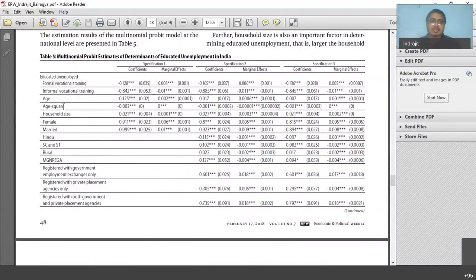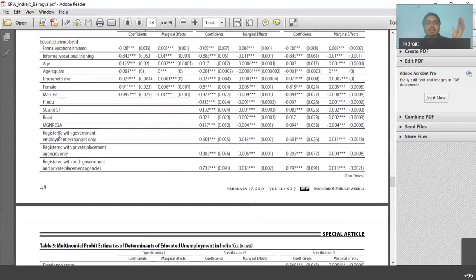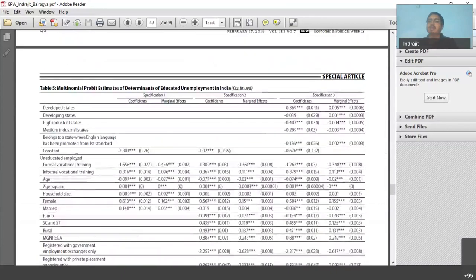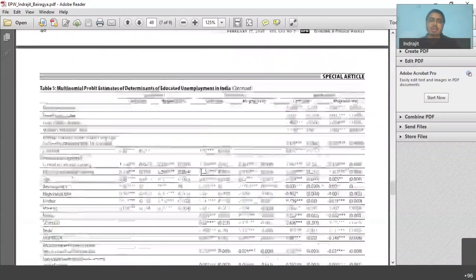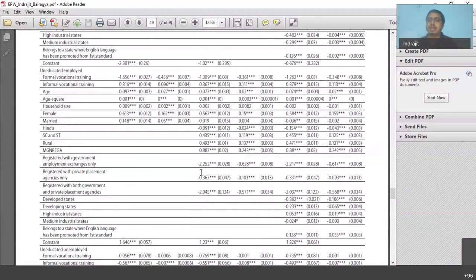In this table, we have the age of the individual, household size, gender, marital status, religion, caste, location, every piece of information. To run a rigorous econometric analysis, you need to control your regression equation with several important control variables. So we have these control covariates and we have estimated. Our conclusion is more or less along similar lines. I'm not going to the conclusion, but you now have an idea of how to make use of NSSO data to come up with a presentable format.